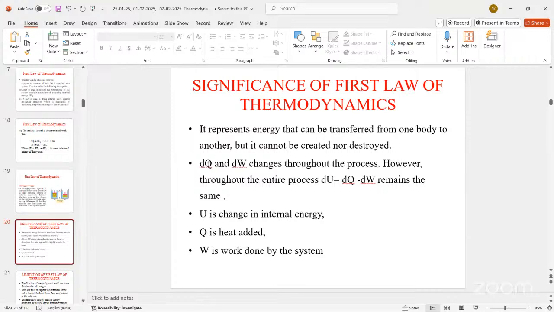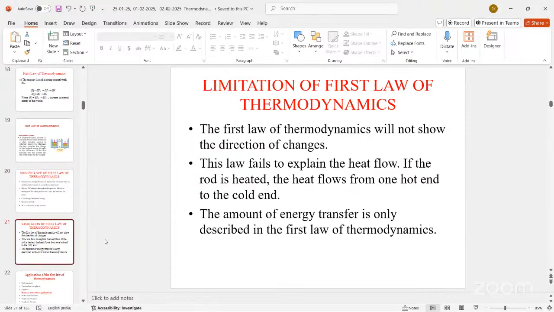So here dq and dw change throughout the process. However, we get du is equal to dq minus dw, where du is the internal energy, q is the heat added, and w is the work.